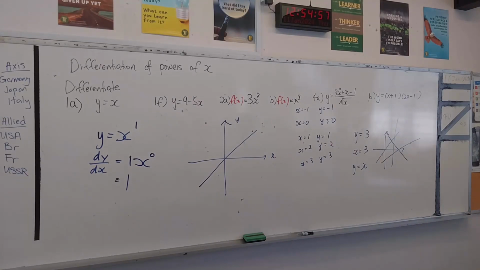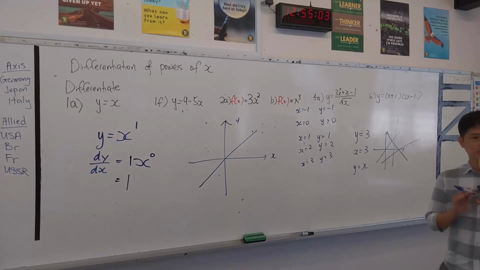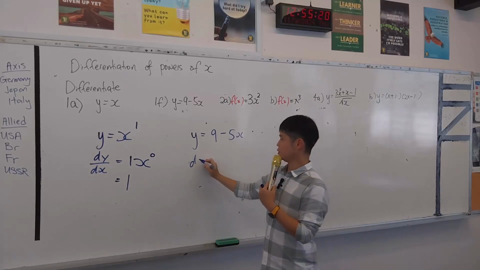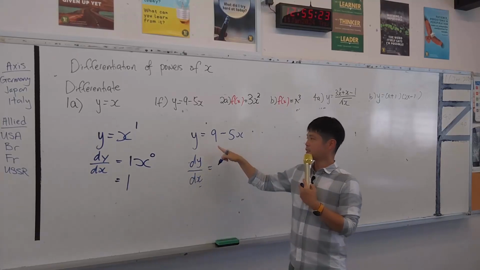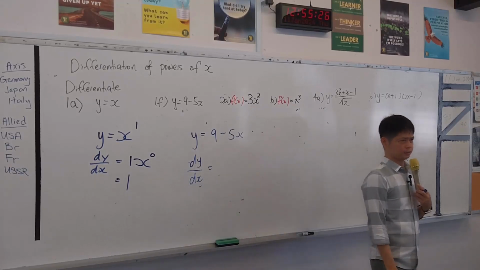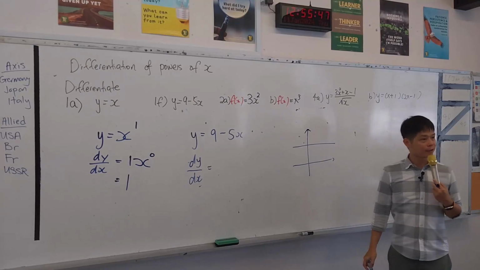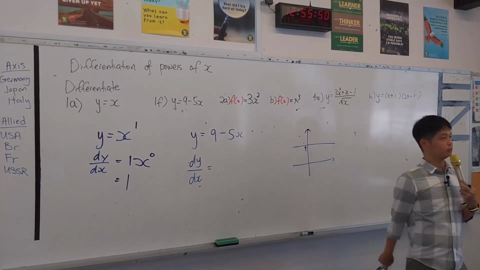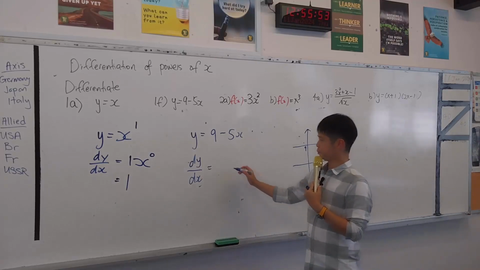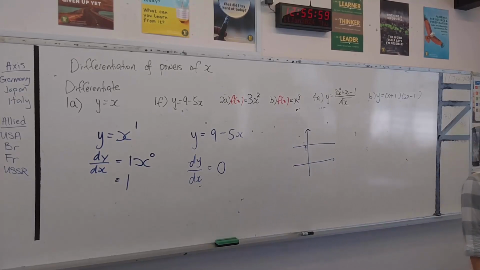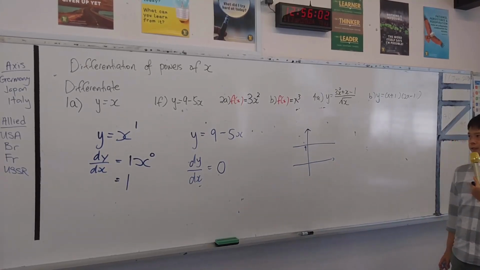What is the trick to find dy/dx? Bring down the power, minus 1. The next question, write down dy/dx. Let's differentiate the first term, 9. If you don't understand, just ask yourself, y equals 9, what is the gradient? Y equals 9 is a horizontal line, right? So when you differentiate it, the gradient is 0. Because we are just introducing the lesson, I put a 0.